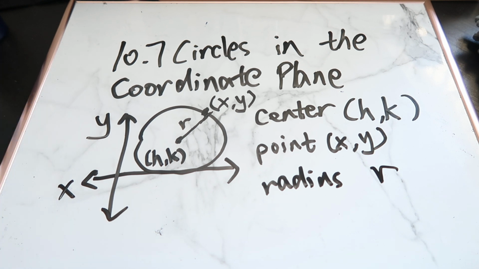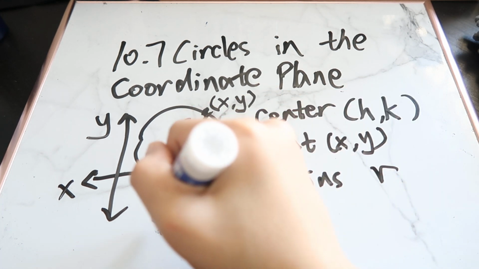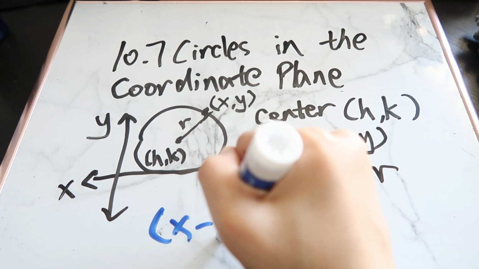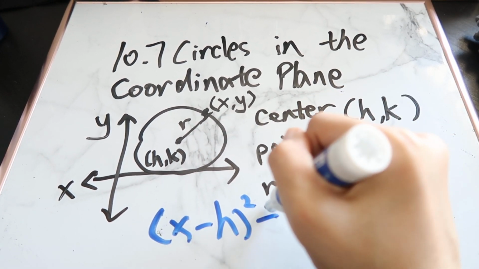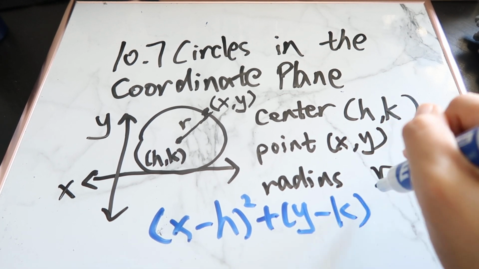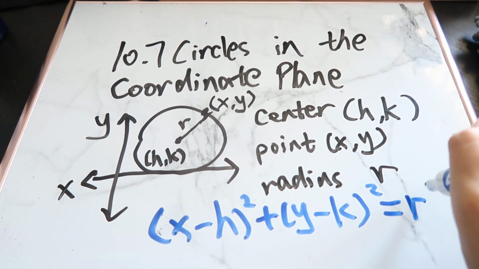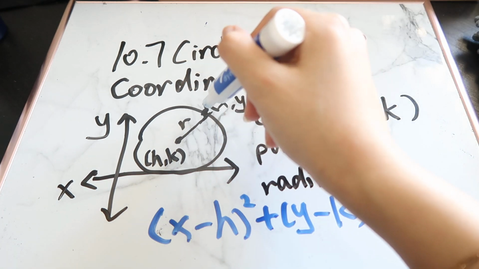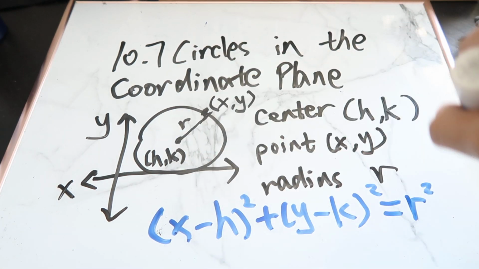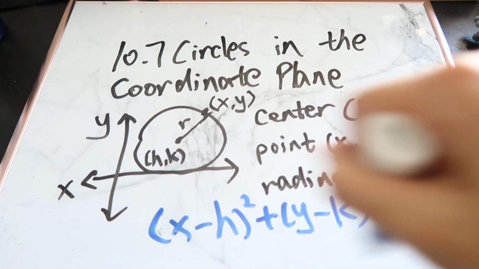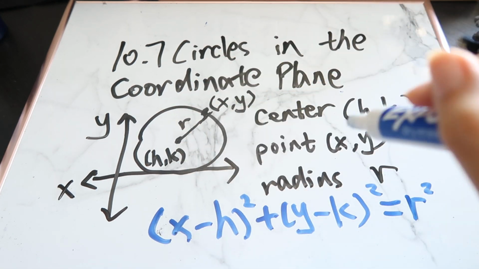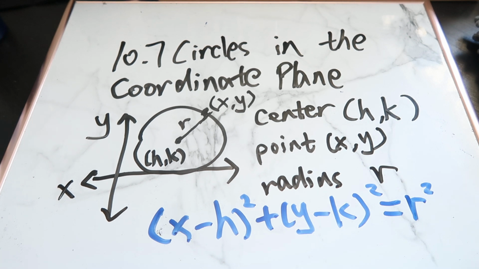And here comes our one and only very important concept of this section: it's (x minus h) squared plus (y minus k) squared equals r squared. It's just a different format of showing the Pythagorean theorem. If you look at this as a right triangle, that's why we have this equation here. So this is very important. Please write it down several times so you can find it when you're doing the exit ticket.